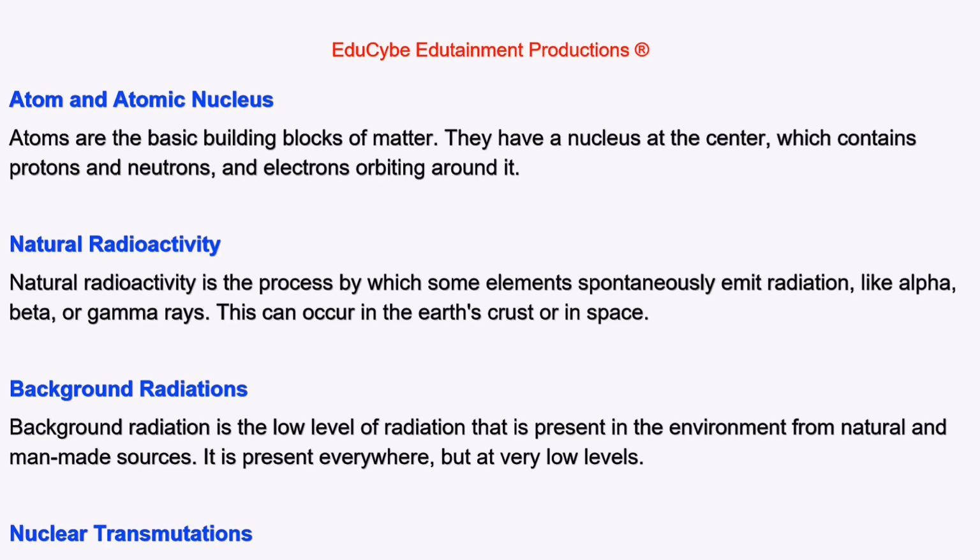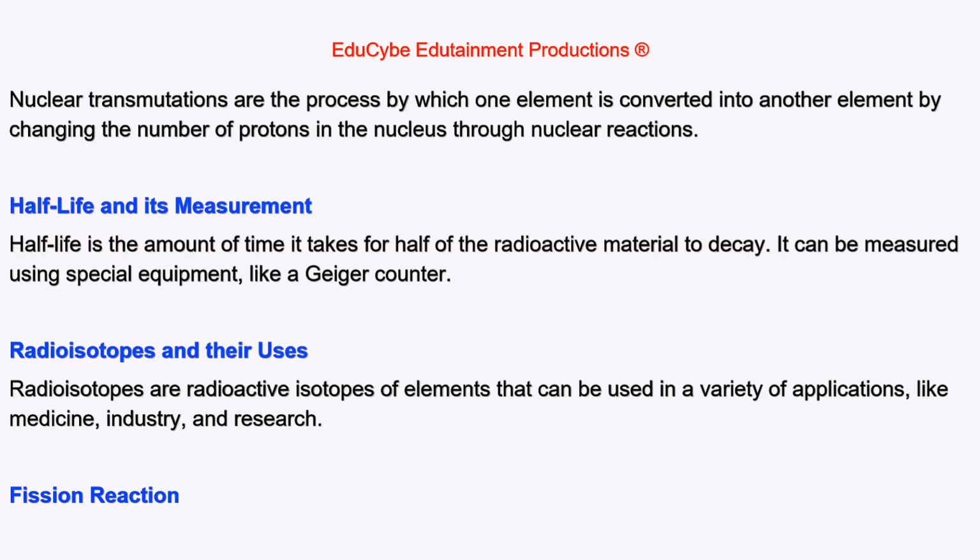Nuclear transmutations. Nuclear transmutations are the process by which one element is converted into another element by changing the number of protons in the nucleus through nuclear reactions. Half-life and its measurement. Half-life is the amount of time it takes for half of the radioactive material to decay. It can be measured using special equipment, like a Geiger counter.